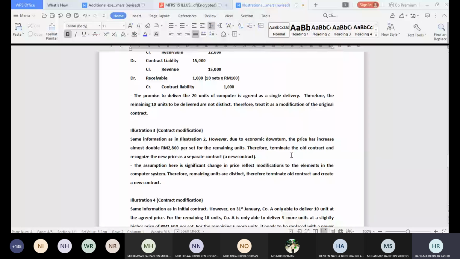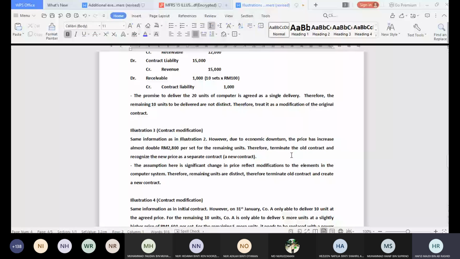So the remaining 10. However, what has been assumed here is basically that it is distinct, because they might have led towards some modification, but still in the original contract there are no additional units, it's still the 20 units. So that's why you don't create a separate contract, but you just terminate the old contract and create a new one.